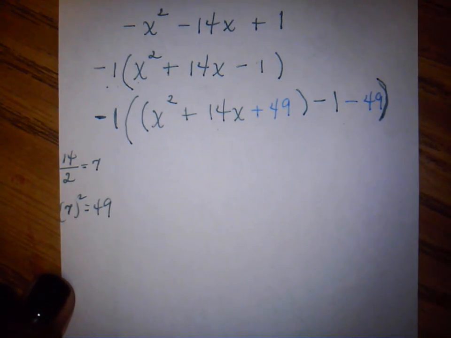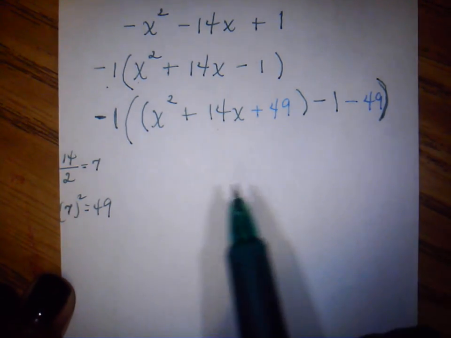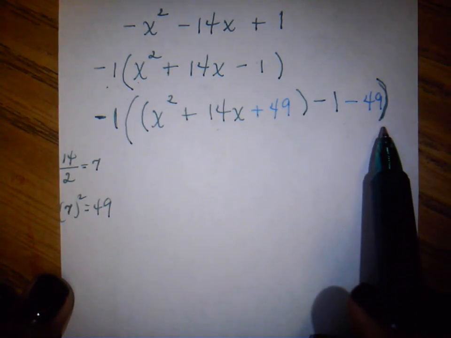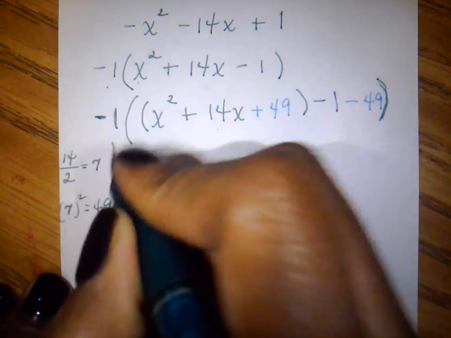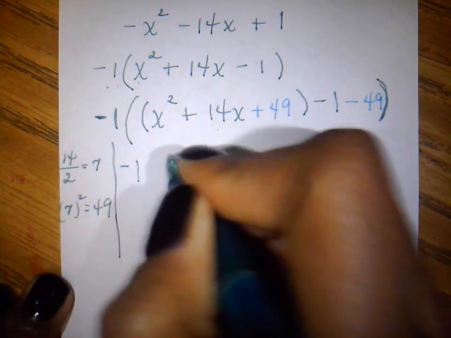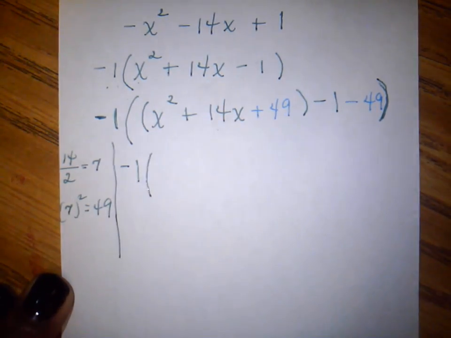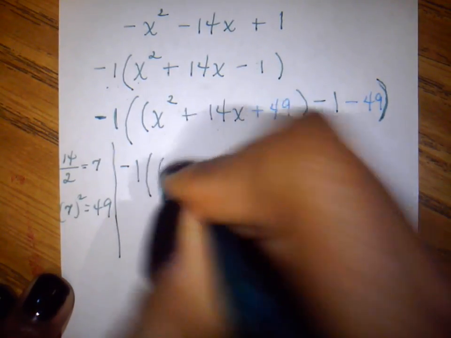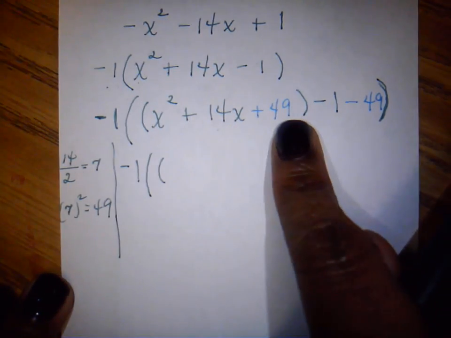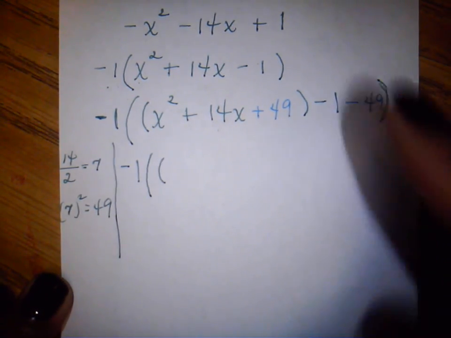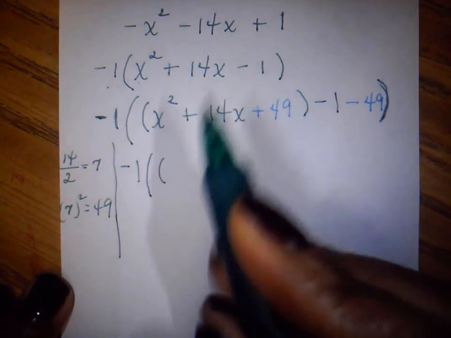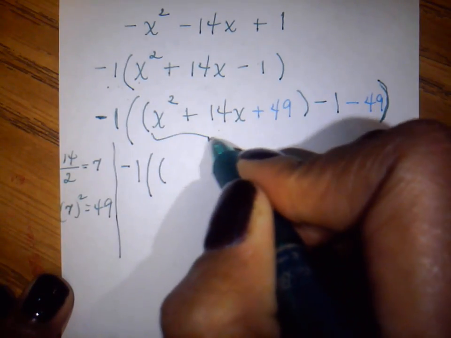Process has not changed, okay? Has not changed. Are we okay at this point? All right. Now, rewriting everything, I'm gonna draw a line here. I have negative 1. There's my set of parentheses. And let me finish completing this. Let me write the new factorization of my perfect square trinomial. What is the factorization of my trinomial here, guys?